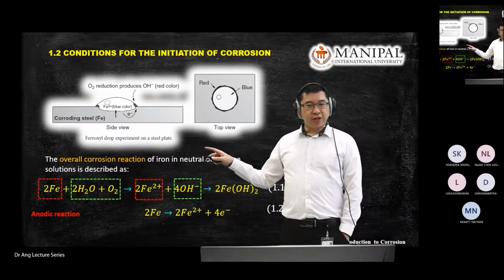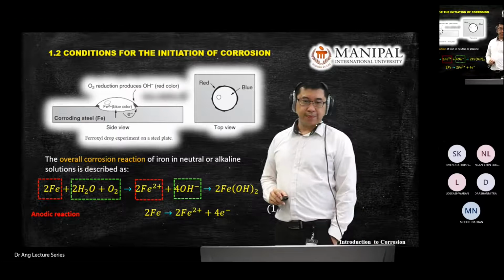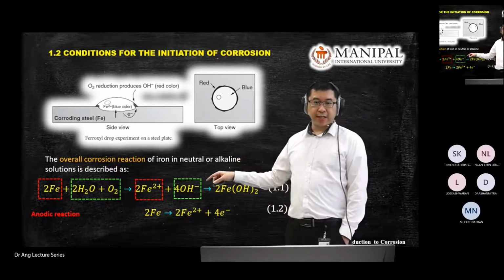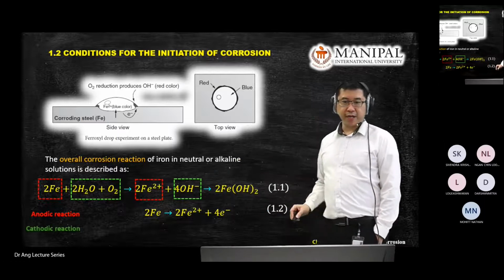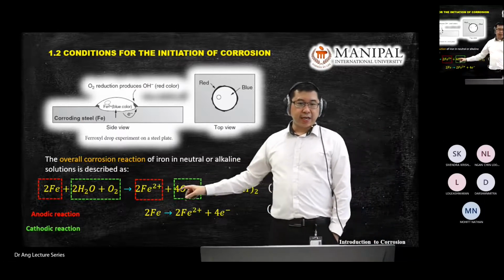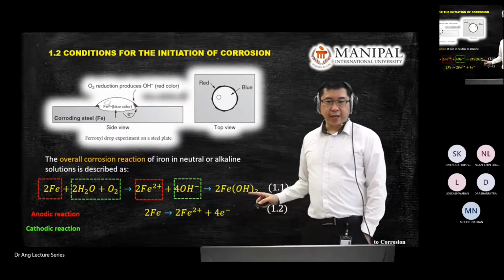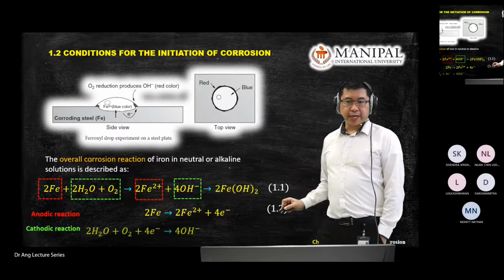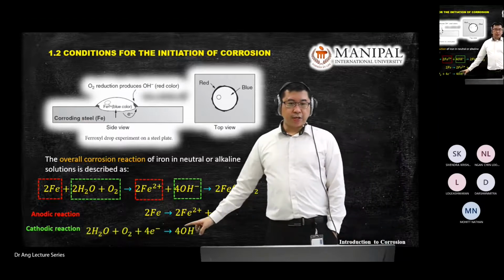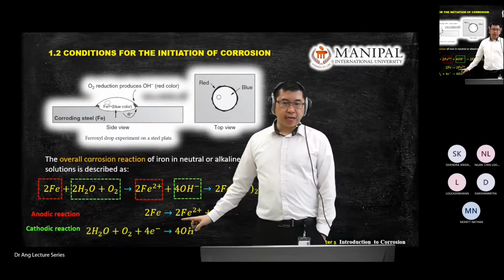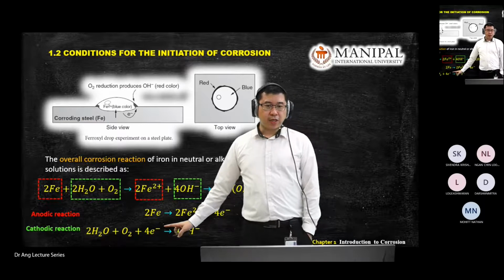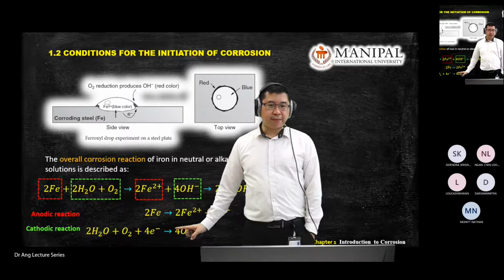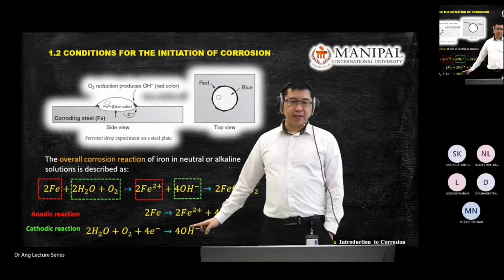Anodic normally happens to the metal, and water, oxygen, and the end product, OH negative there, we call it cathodic reaction, which I label with the green color box there. So what happened in cathodic reaction? On the left hand side, you will see the water, oxygen. Where is this 4 negative from?